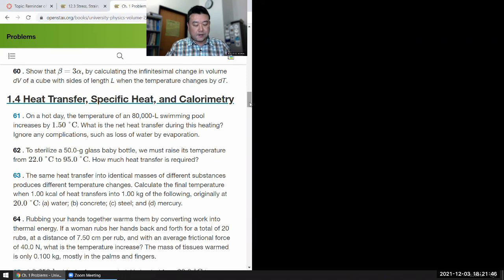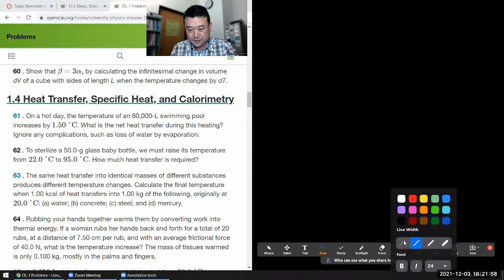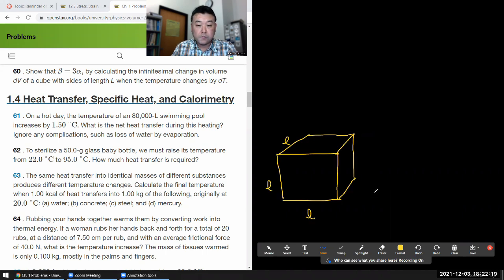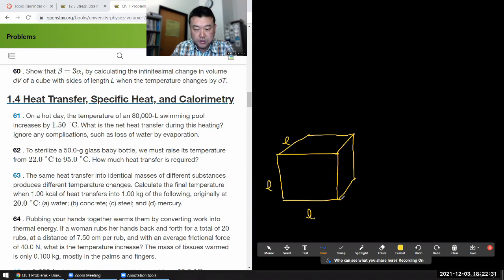So this is what we have. Imagine that we have some object, a cube. Let's make it easy. Okay, we have a cube of length L on a side, and with the coefficient of linear expansion, you can say, if I heat this thing up a little bit, the length of one side will change by a small amount, delta L. Or let me use the calculus notation, a small infinitesimal amount, dl.